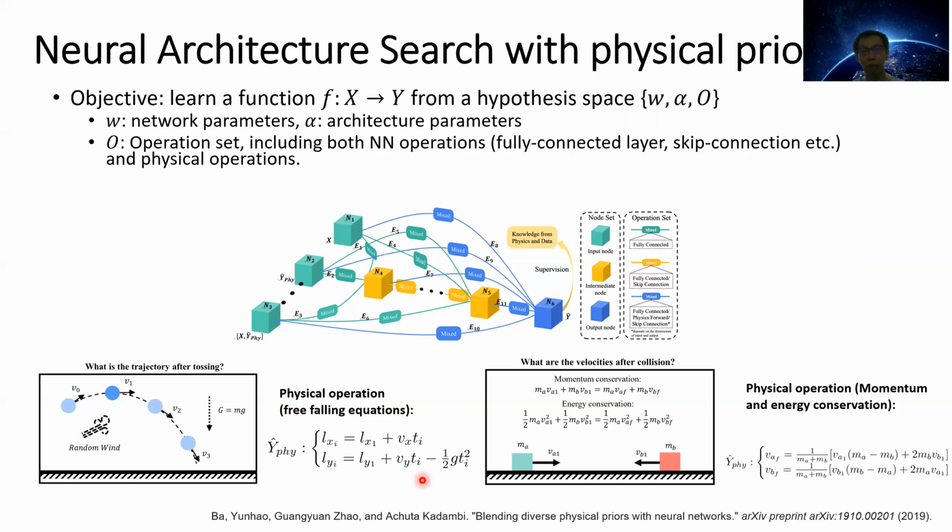But on the other hand, if we already have sufficient training data, then we may prefer to use machine learning or purely data-driven connections. The reason is that by using purely data-driven connections, we may have a higher chance of making better, more accurate predictions. That's because equations like the free-falling equations and some other physical operations are usually based on many assumptions, and those assumptions may not always hold in real practice. So that's why the authors proposed this hybrid framework, where we can intelligently choose whether we want to use a physical operation or a purely data-driven approach to define the neural network architecture.